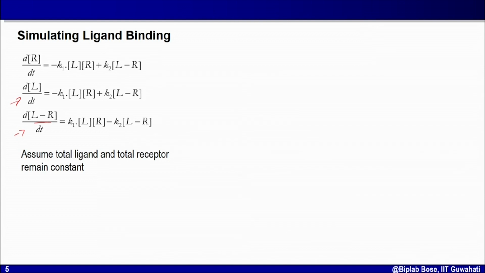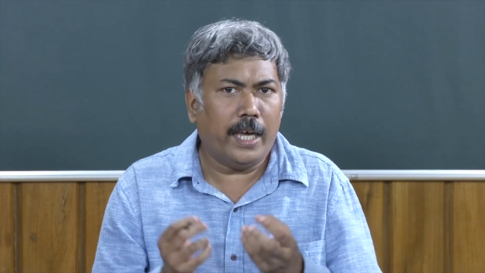For example, to reduce this system further, I can assume that the total ligand and total receptor remain constant. I will consider that the total concentration of ligand is Lt and the total concentration of receptor is Rt, and they are all constant. That's quite a valid assumption, because when you do an antigen and antibody binding assay, you have a fixed amount of antigen which is allowed to bind with a fixed amount of antibodies. So the total amount of antigen and the total concentration of antibody is fixed.